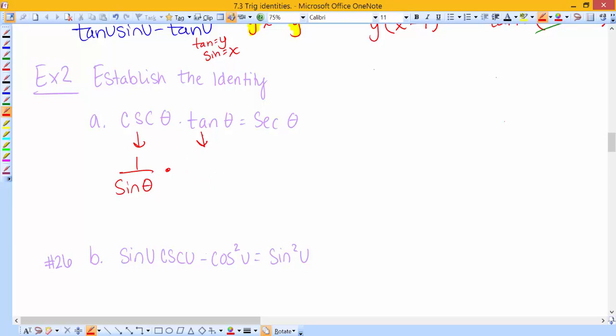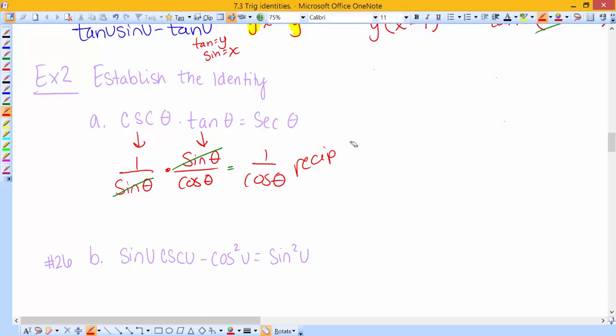So tangent, I also see under quotient identities that tangent is sine over cosine. These reciprocal and quotient identities, you kind of need to have those memorized by now, but it's okay if you don't. Now I see that I can actually cancel my sine and my sine. So I am left with 1 over cosine of theta. This is where it will benefit you if you have your quotient and reciprocal identities memorized. This is a reciprocal identity.